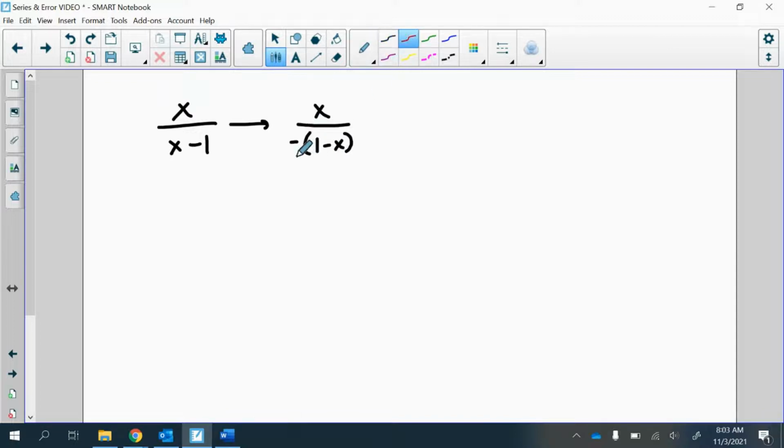And notice if I distribute this in, it ends up being x minus 1 again. So this is allowed. So I'm going to rewrite this as negative x over 1 minus x, which is also allowed because I can move a negative multiple on the bottom and put it on the top. So in this case, my a sub 1 is going to be negative x, and my r is going to be x. Just looking at a over 1 minus r, that's what I see.